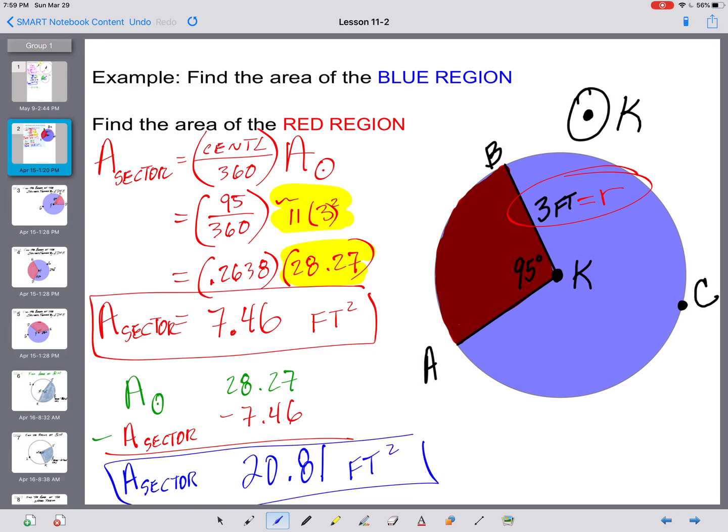So what I did, I found the area of the red sector using my formula. Then, for the blue one, I took the whole circle, which I already had, and subtracted off the red one, gives me the blue one. Done with the lesson. That's lesson 11.2.